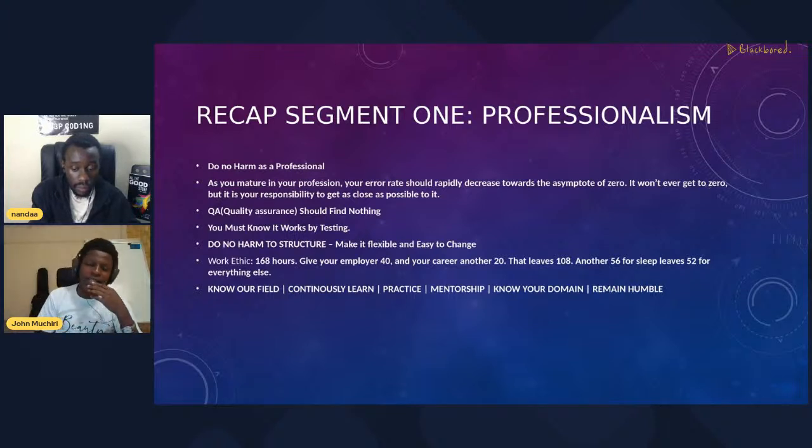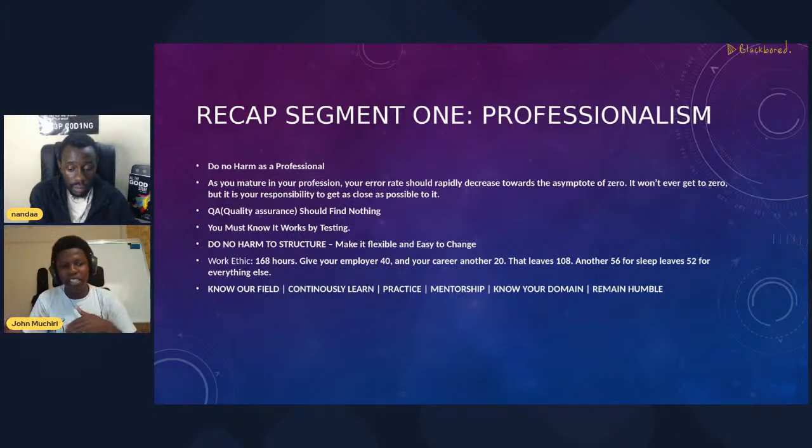Something else we learned is, don't use QA to find bugs. Don't use people to test your bugs. Test your software using the test-driven development approach. Write your test as you write the software. And then you must know that the software is working by testing. We say there is no shortcut. You have to write tests.